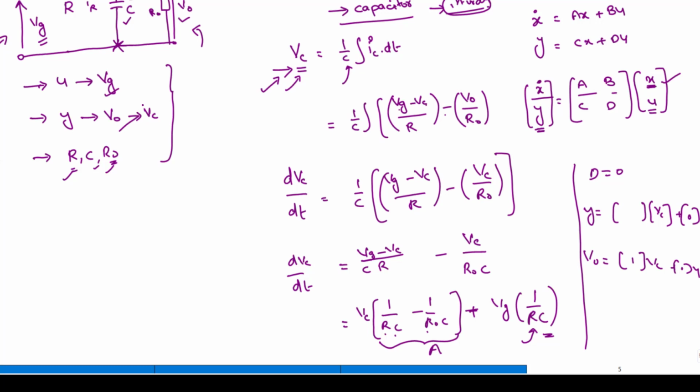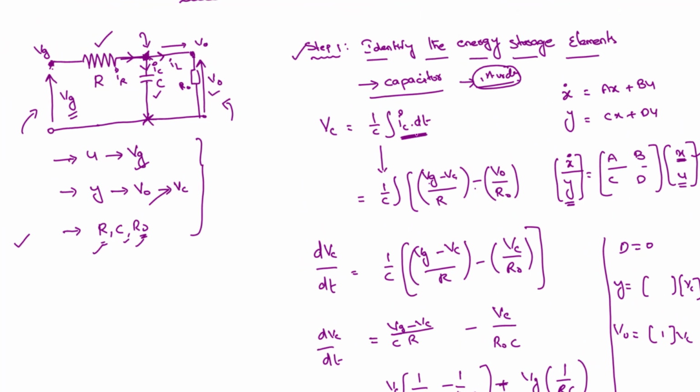Now it's clear. After that, our main interest is in the energy storage element. We already know that the voltage across the capacitor is equal to 1 by C integral IC dt. So directly we are taking 1 by C integral. Here IC is not there in our list, right? So this IC is not there in our list, and hence we want to convert this unknown parameter from known parameters. This is how we are doing.